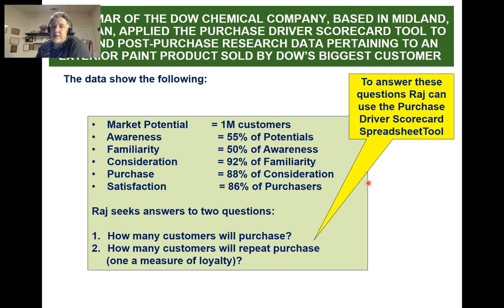So let me go through a quick case here, and then we'll go through the spreadsheet. Raj Kumar of Dow applied the PDSC to pre- and post-purchase research data pertaining to exterior paint products sold by Dow's biggest customer. As you can see, here's some data. Here are the parts of the PDSC, and what you see is this percentage fall off. What's key is understanding this is a percentage of this factor, this is a percentage of this factor, and a percentage of this factor. It's critical when you build your model.